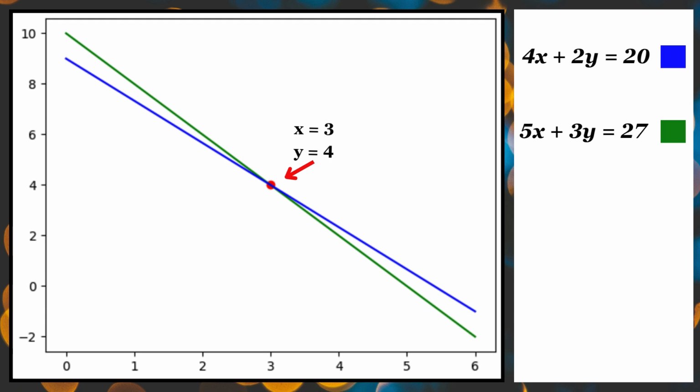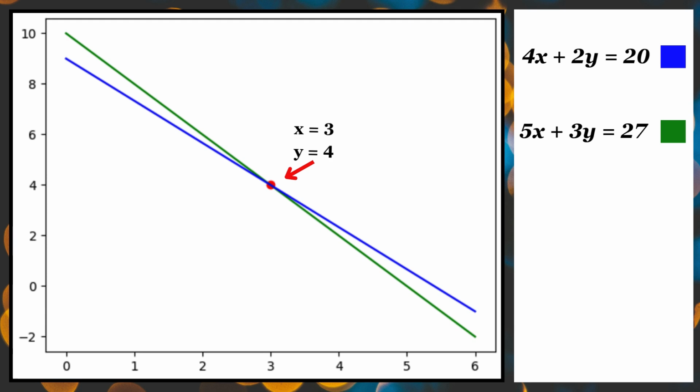Both the equations can also be represented as lines, as you can see over here in the graph. And in the graph, you'll see that the point at which these two lines intersect is the solution to the two equations, which is x is equal to 3 and y is equal to 4.